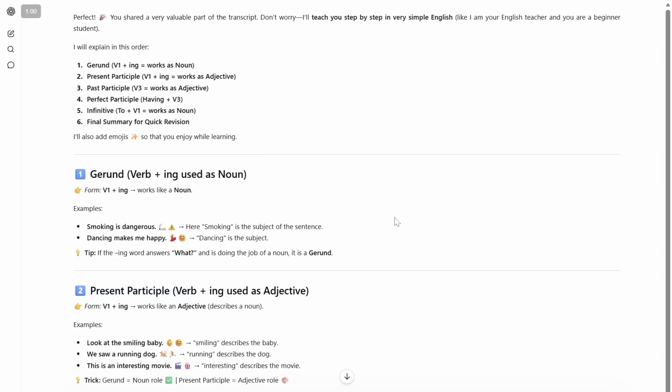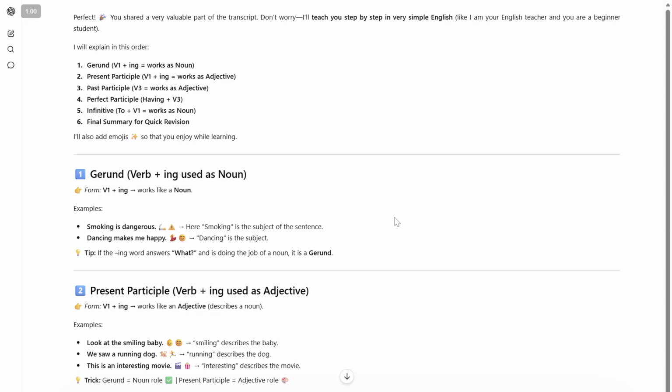1. Gerund: V1 plus ing works as a noun. 2. Present participle: V1 plus ing works as an adjective. 3. Past participle works as an adjective. 4. Perfect participle: having plus V3. 5. Infinitive: to plus V1 works as a noun. 6. Final summary for quick revision.